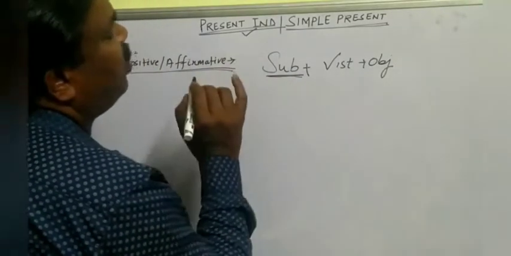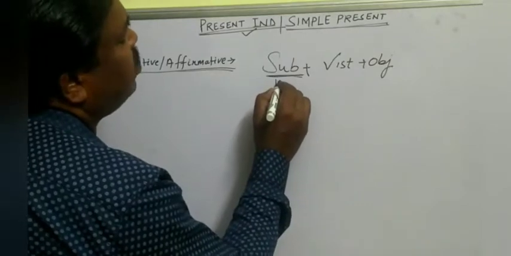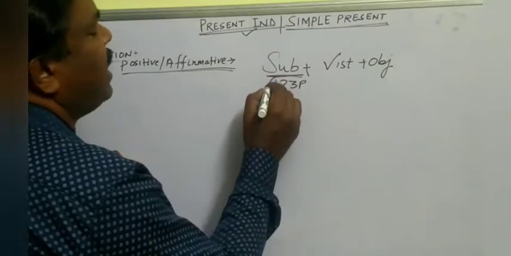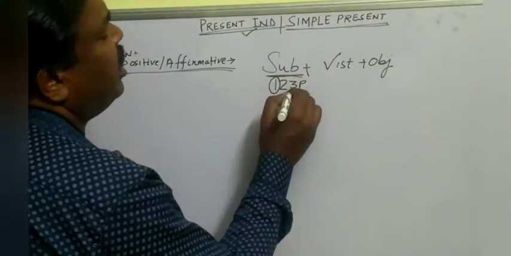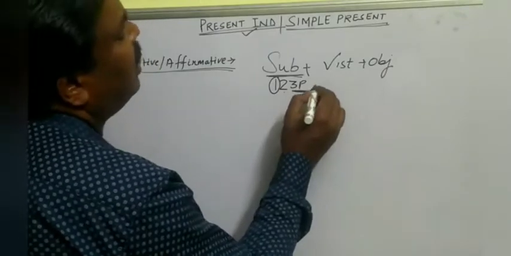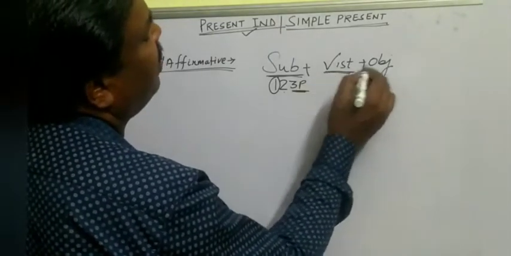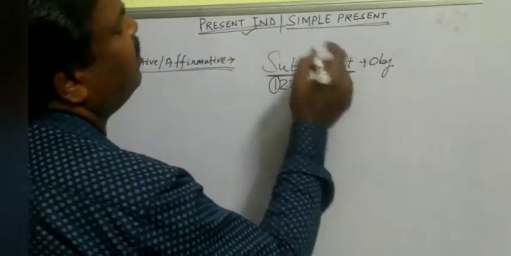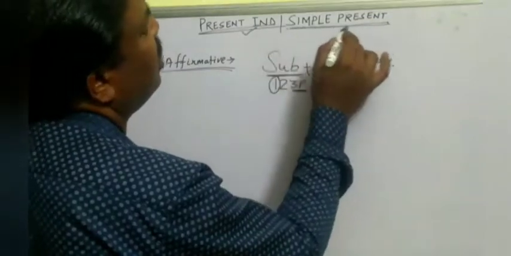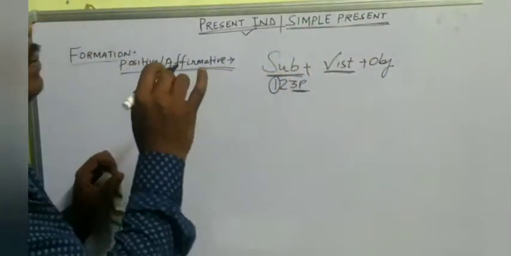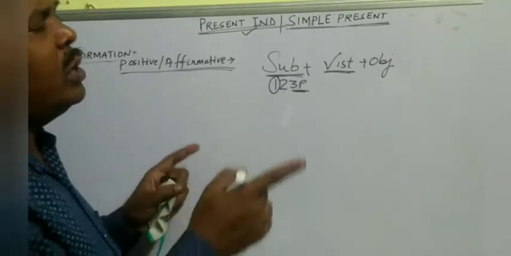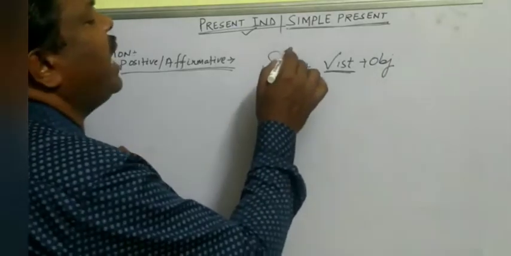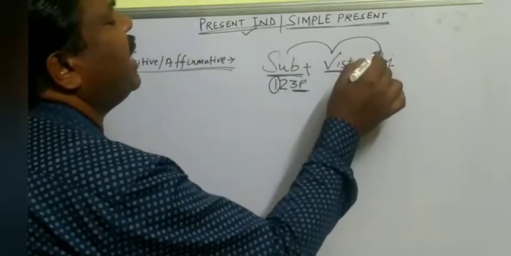Here, one thing you have to remember: if the subject is 1, 2, 3p, means first person, second person, or third person plural number, then we use first form of verb plus object. Simply subject, verb, object, because present indefinite is also called simple present. So simply we shall write subject plus first form of verb plus object.